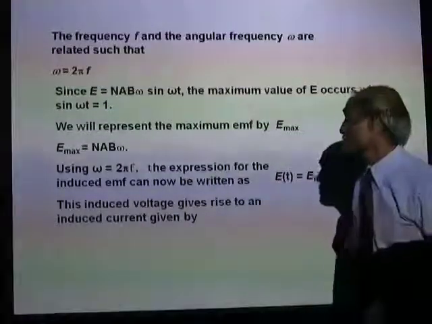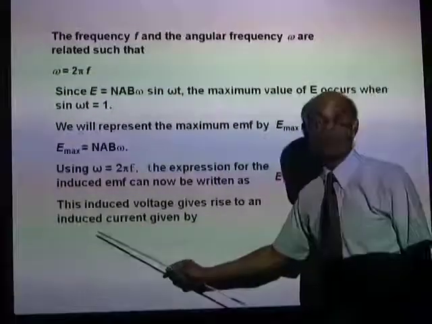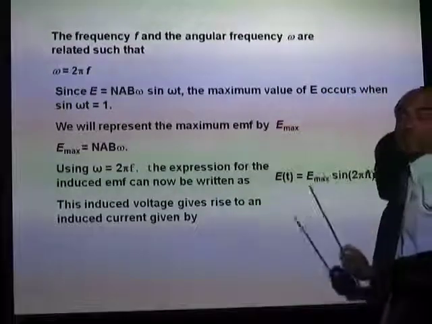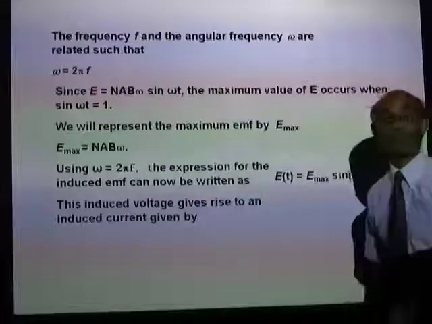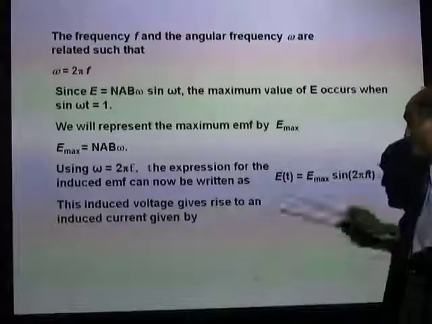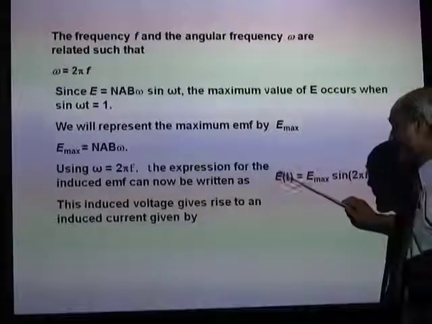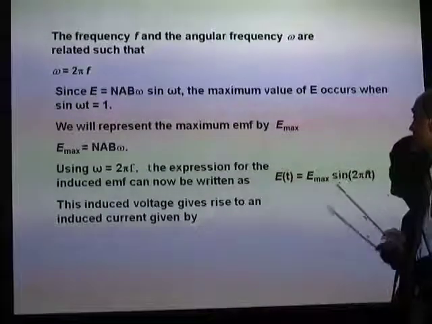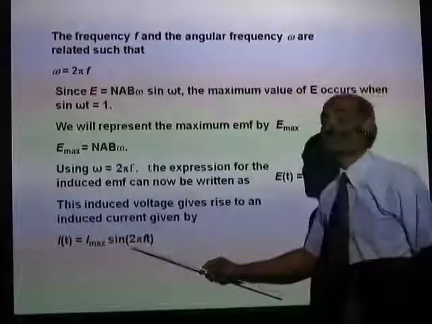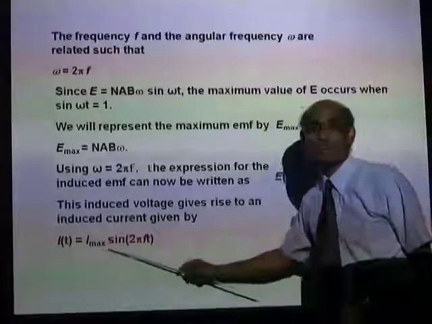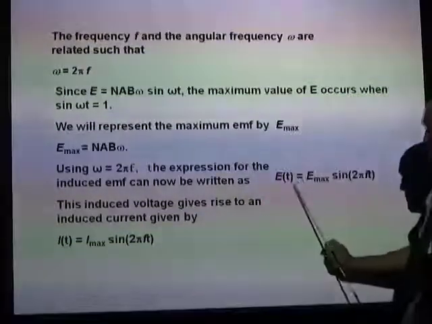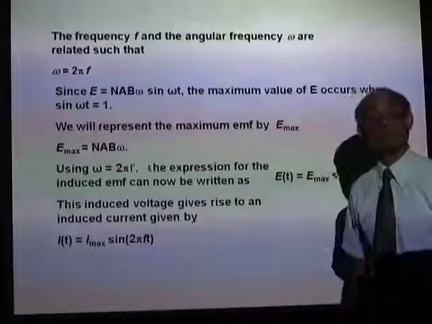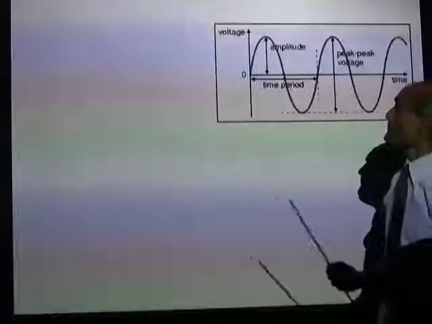This induced voltage gives rise to an induced current. Now, if this is the induced EMF, can you write the expression for the induced current? It will be a similar expression. I, as a function of time, will be I max sine 2 pi f t. So this is the equation for the induced current, which is actually derived from the equation for the induced EMF.